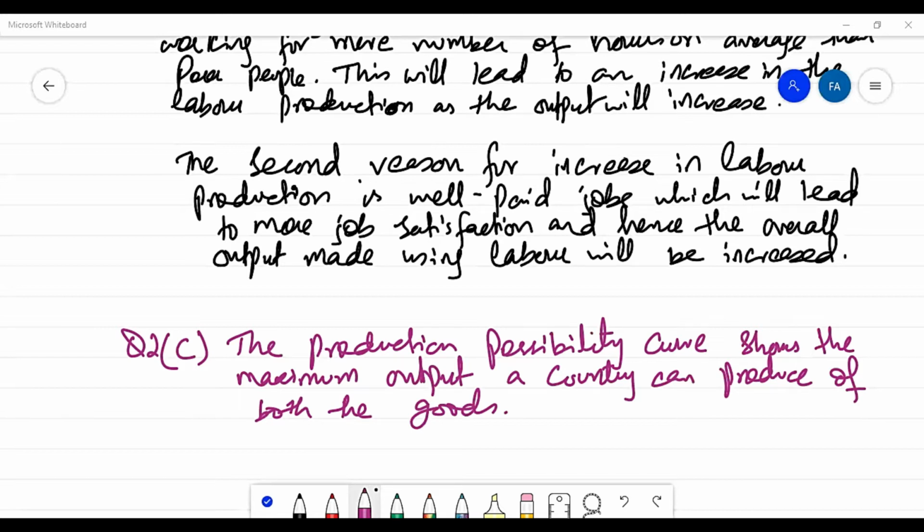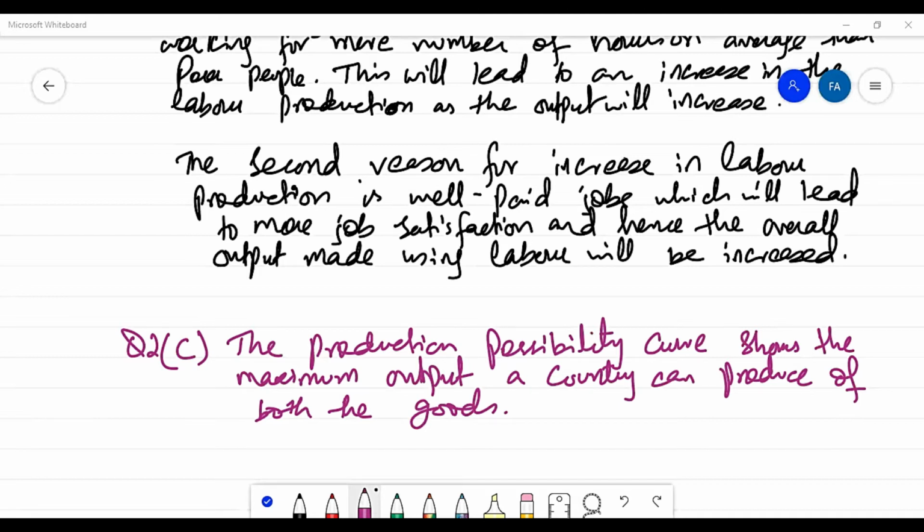The diagram needs to be made of PPC. How will the diagram look? The same usual diagram we make at the start. Do you remember the diagram we make at the start?